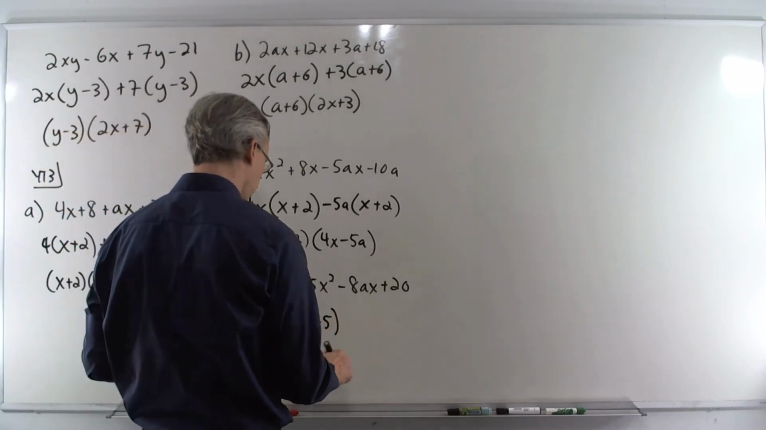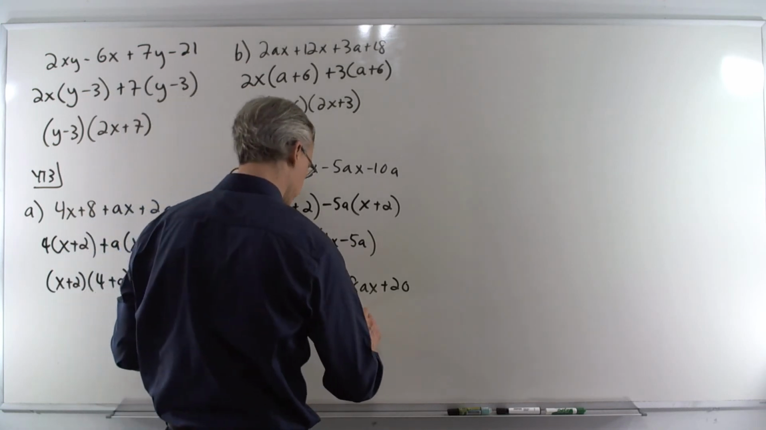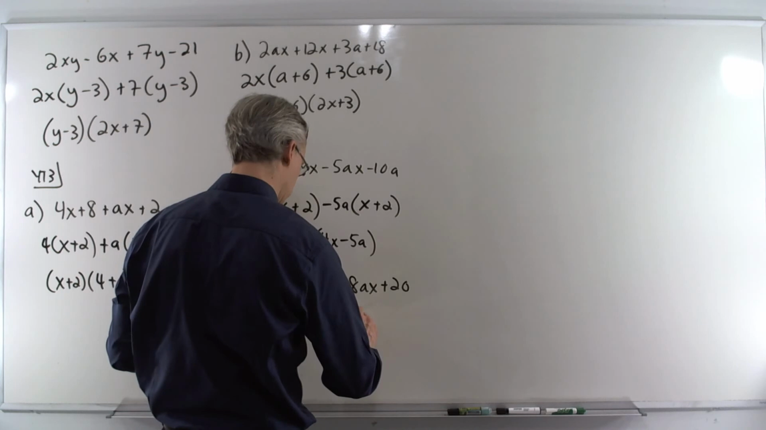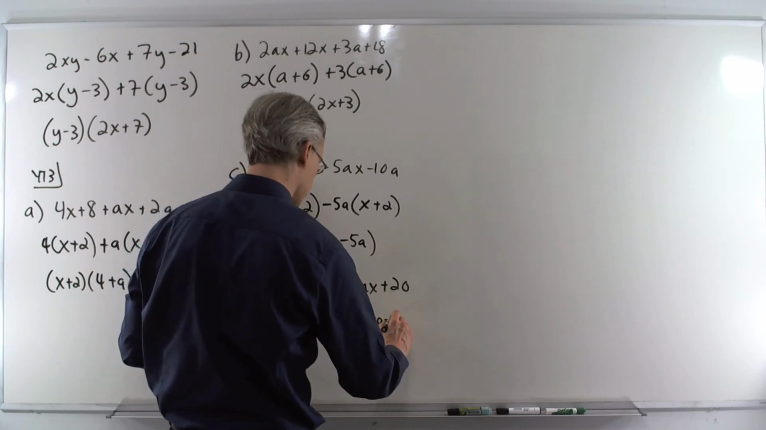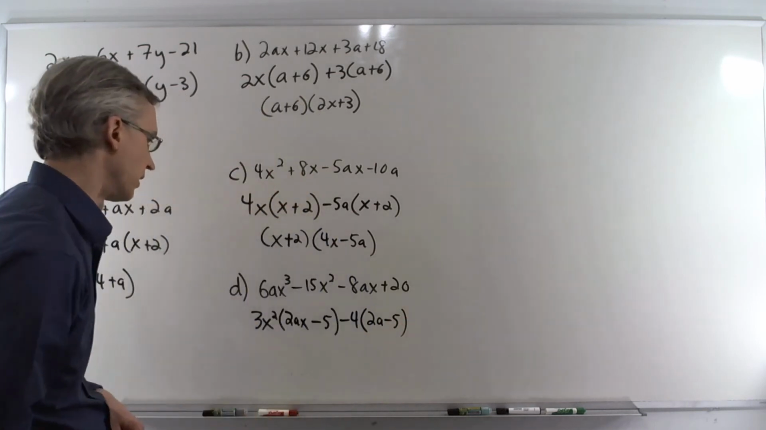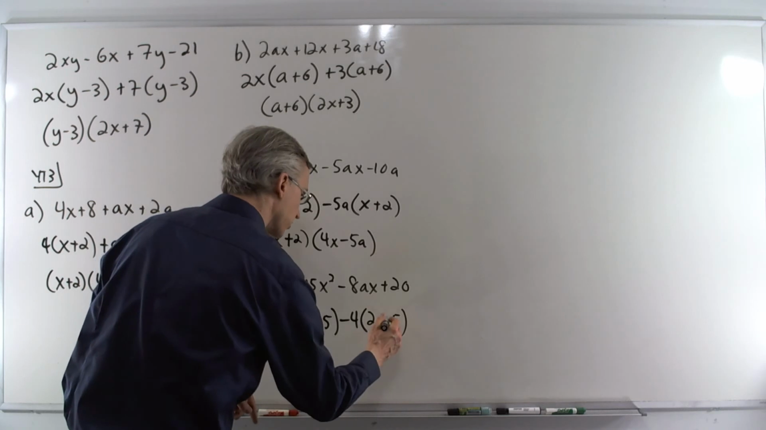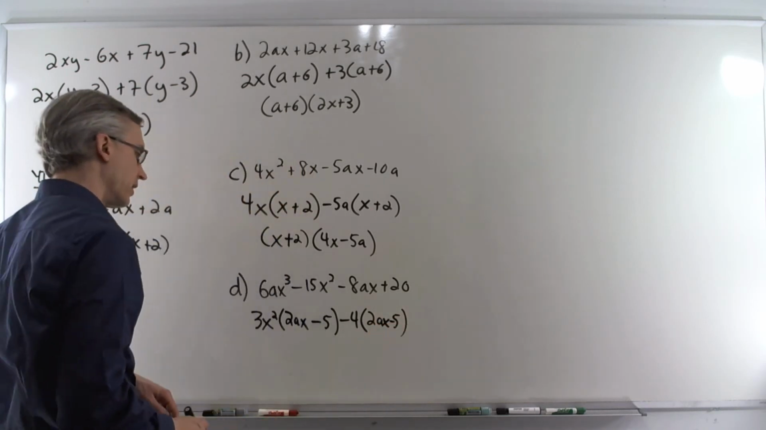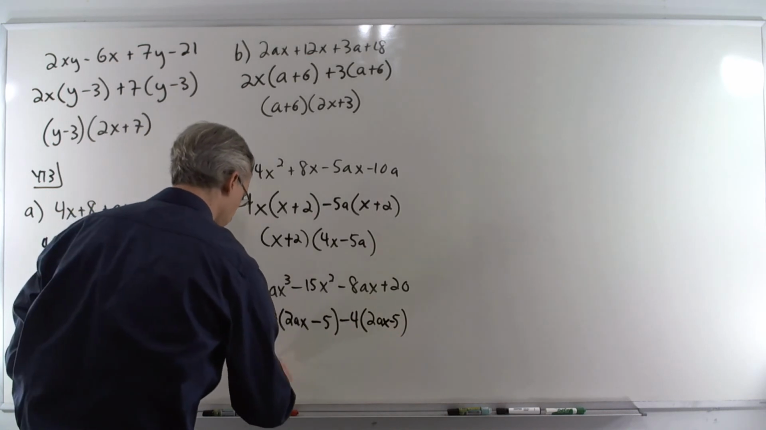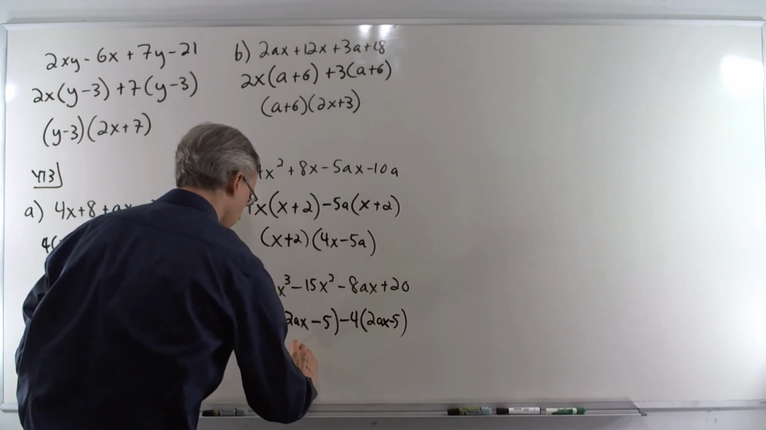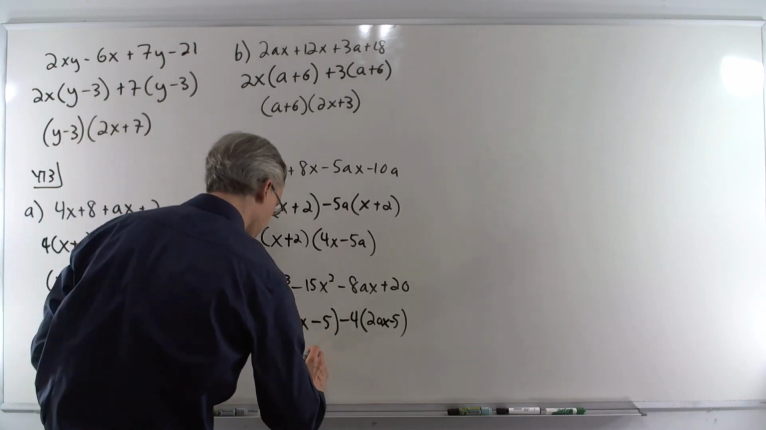So over here, we want to get this matching binomial. So that means we're going to have to factor out negative 4. And that gives us 2a minus 5. And there's our matching binomial. Oh, nope, there's a mistake. That is 2ax minus 5. There we go. Now we got our matching binomials. Alright, let's bring this out front. 2ax minus 5, and then we got 3x squared minus 4.